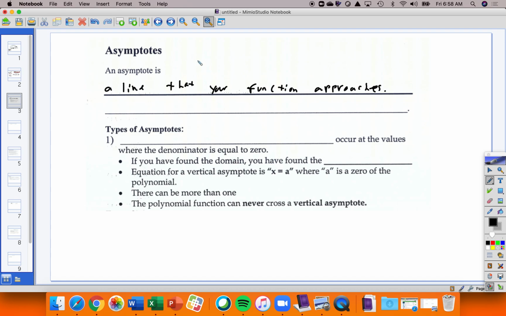A line that your function approaches. So there are a couple types of asymptotes. The first one we're going to look at is a vertical asymptote. Vertical.